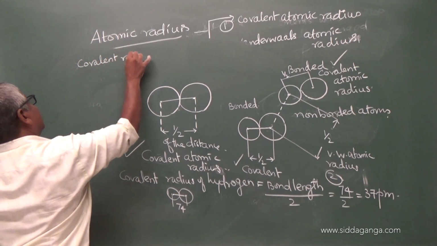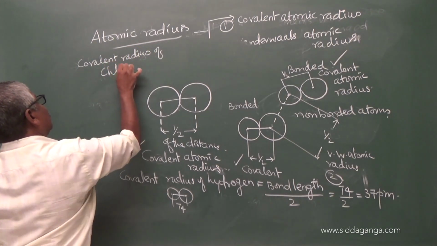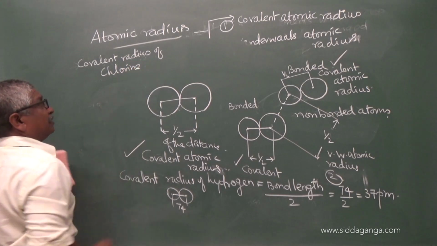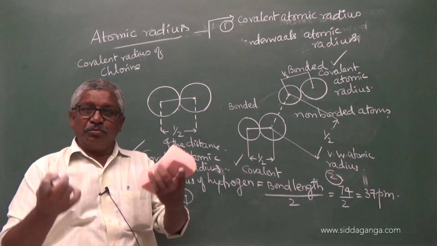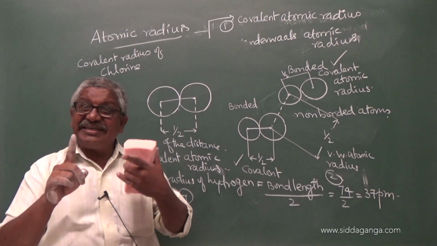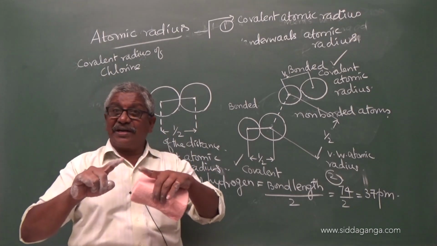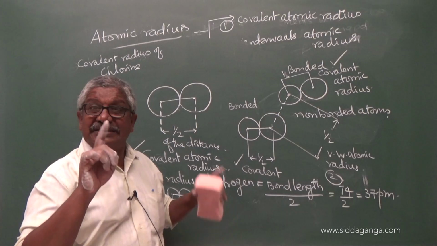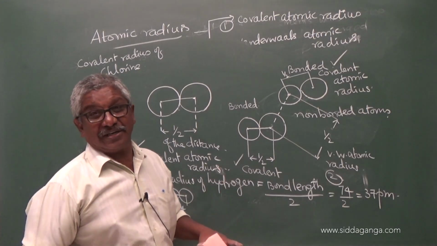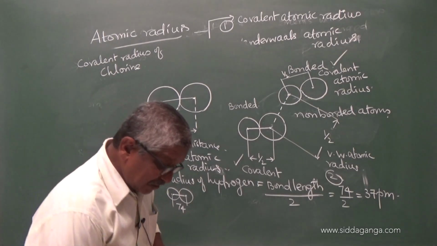Covalent radius of chlorine. Covalent means bonded or non-bonded? Bonded. Both the atoms are connecting each other. Electronic clouds are touching each other. Electronic clouds touching means bonded. If the electronic clouds are not touching, then it is non-bonded.